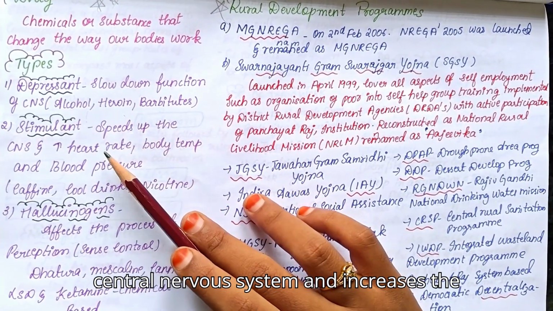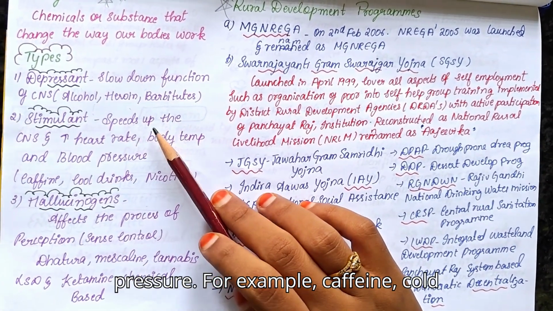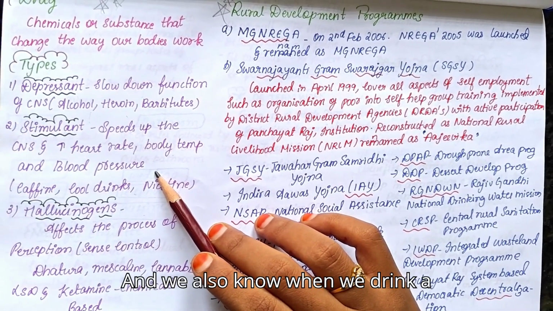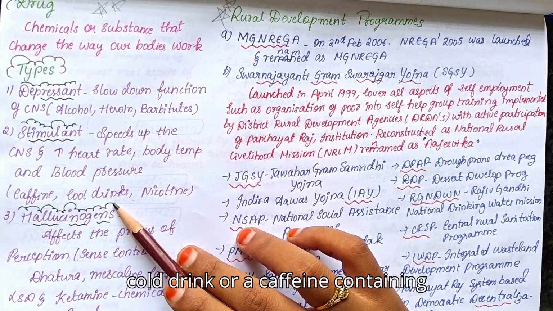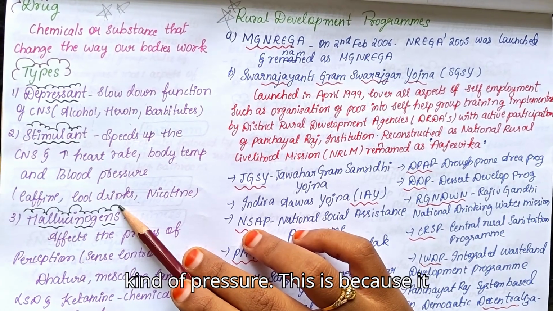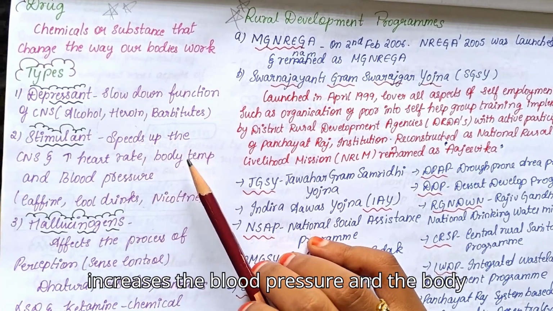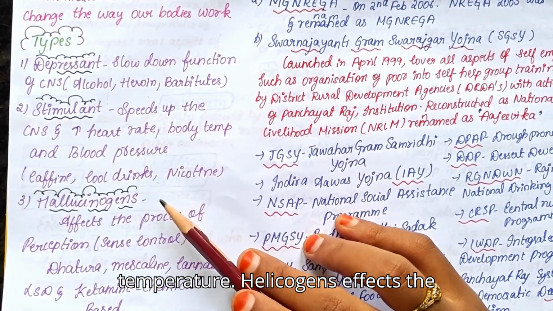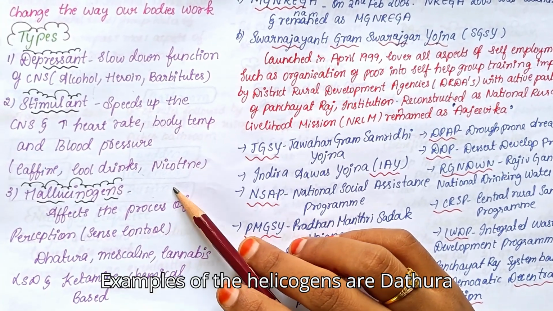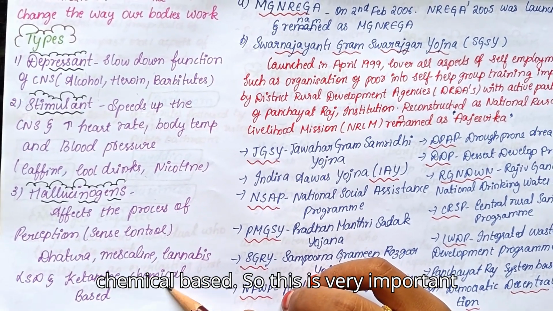Stimulants speed up the central nervous system and increase the heart rate, body temperature and blood pressure. For example, caffeine, cool drinks and nicotine are stimulants. We also know that when we drink a cold drink or caffeine-containing coffee, we feel a kind of pressure. This is because it increases the heart rate, blood pressure and body temperature. Hallucinogens affect the process of perception and sense control. Examples of hallucinogens are datura, cannabis, LSD and ketamine, which are chemical based.